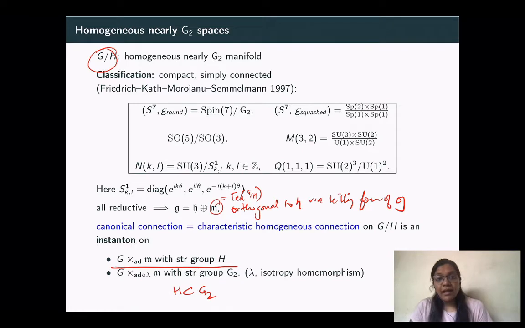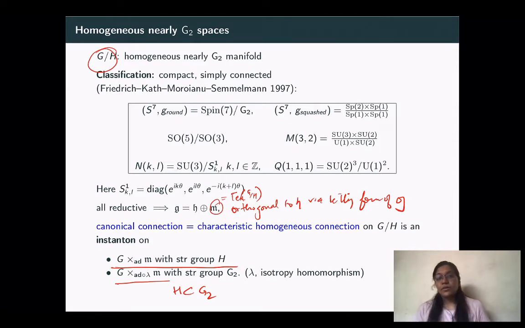And thus we have an isotropy homomorphism from H to G2, and using this isotropy homomorphism we can also create another associated vector bundle given by this, and on this vector bundle the structure group is G2. So we can see the same connection with two different structure groups on two different bundles.